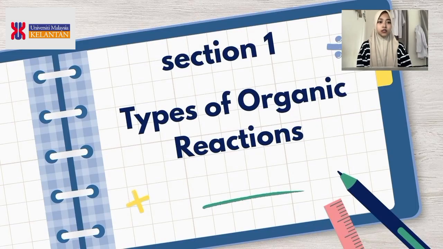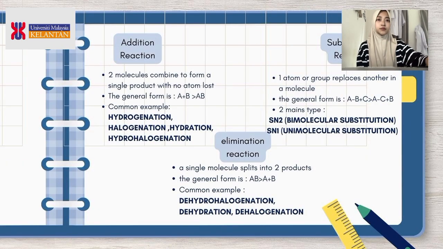So today I'm going to talk about section 1, that is types of organic reaction. There are three types of organic reaction: addition reaction, substitution reaction, and elimination reaction. For addition reaction, two molecules combine to form a single product with no atom loss. Common examples are hydrogenation, halogenation, hydration, and hydrohalogenation.